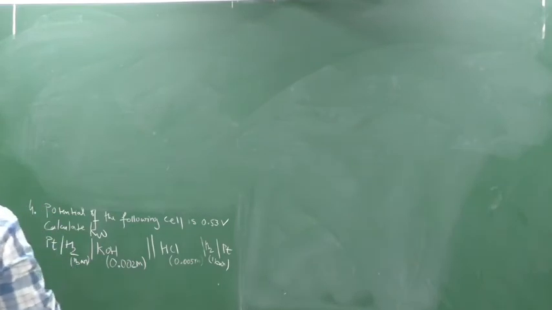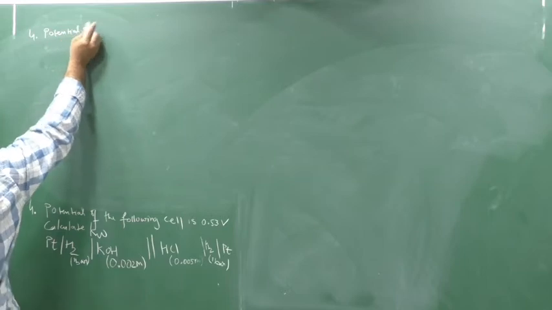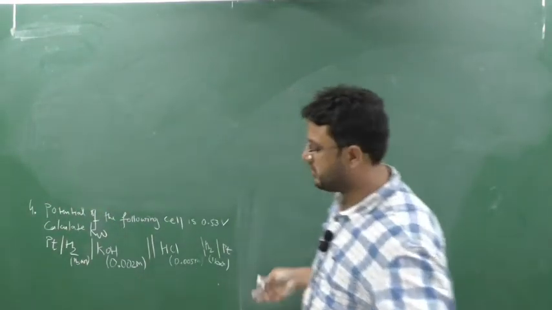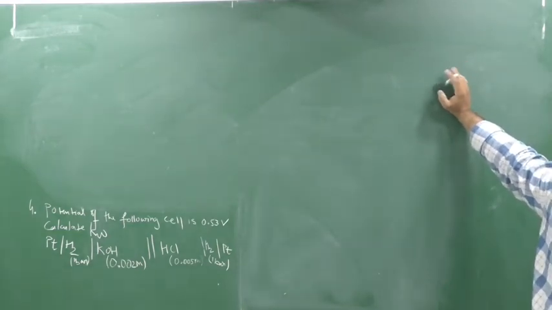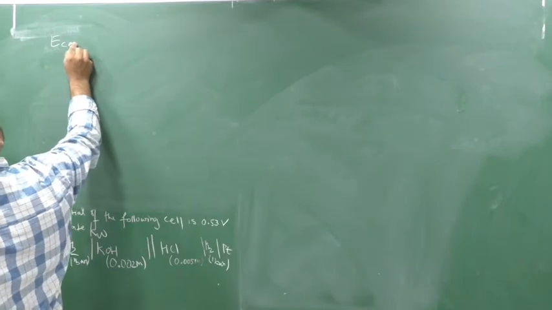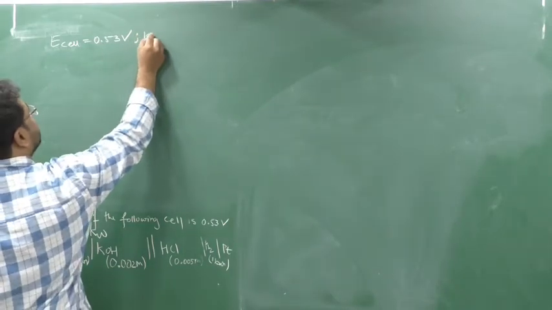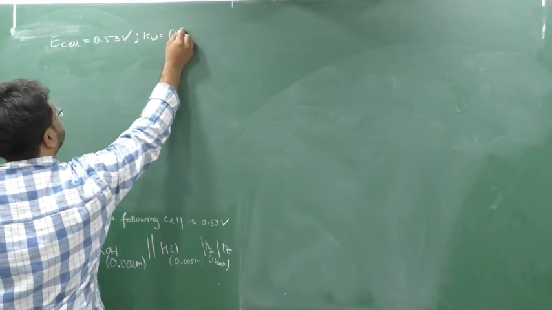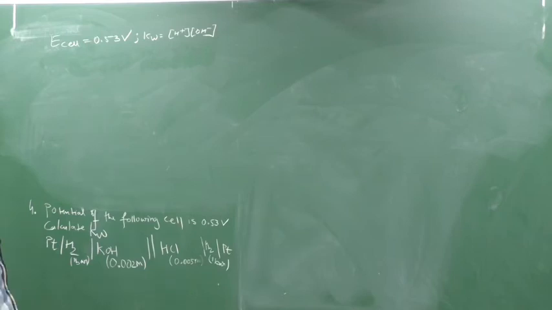Question number 4 says, potential of the cell is 0.53 volt. They have not given standard cell potential, they have just given the cell potential. So E cell equals 0.53 volt. Then they ask you to calculate Kw, and you know Kw means concentration of H+ into concentration of OH minus, the ionic product of water, equilibrium.